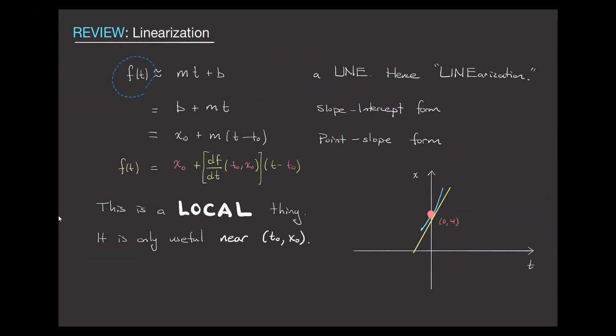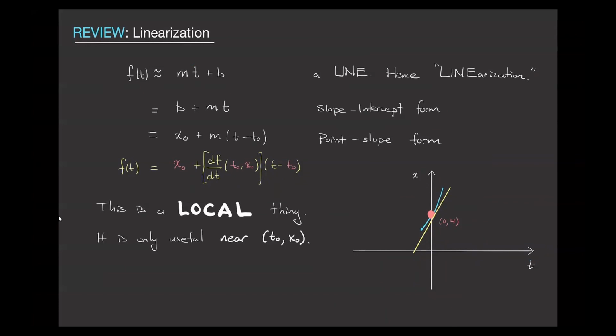We want the function f of t to basically just look like a line, which is some mt plus b, where t, of course, is replacing x here. I'll switch the order of this. We could write this as the intercept plus the slope times the independent variable, or alternatively, as the starting value, x naught, which would be 4 in this case, plus the slope times the change in the independent variable, t.